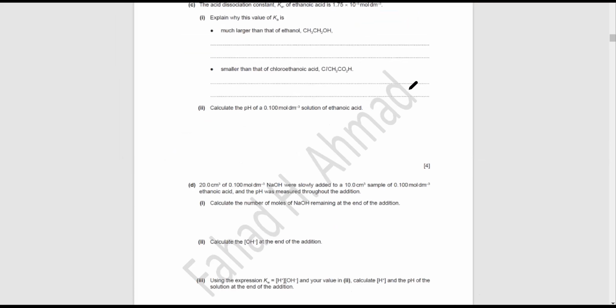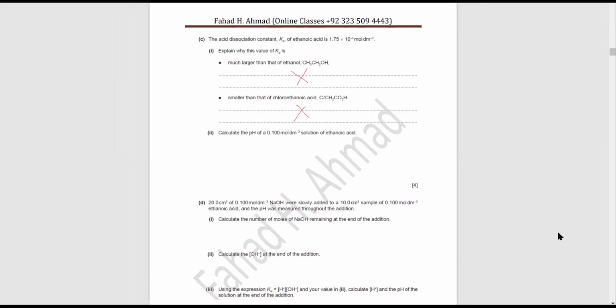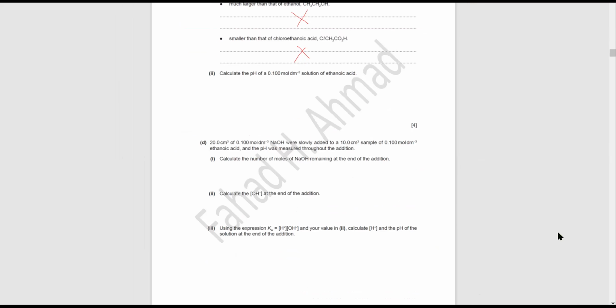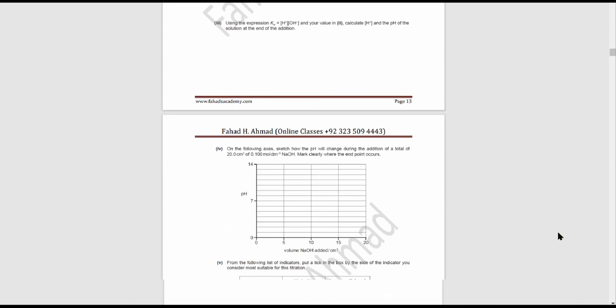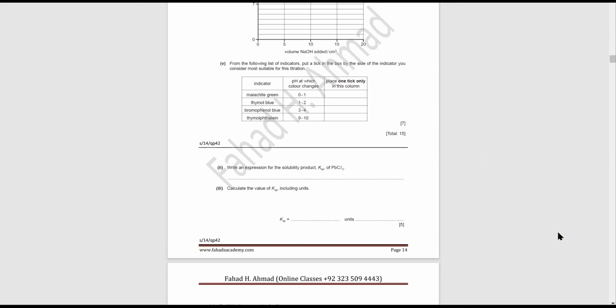The next question, try and solve this question. You can send the answers for this next page. You can ignore these values, this question, but the rest of the questions should be solved. So it's page 13 and page 14. Try and solve page 13 and 14. You can try and send in the answers for this.